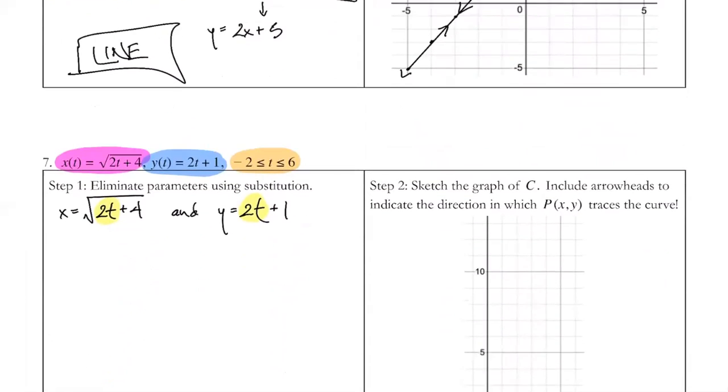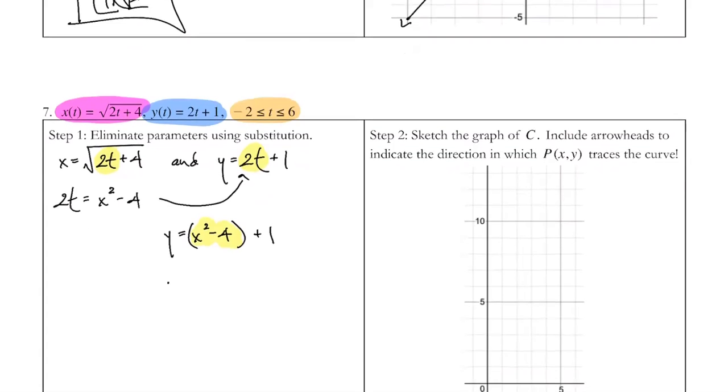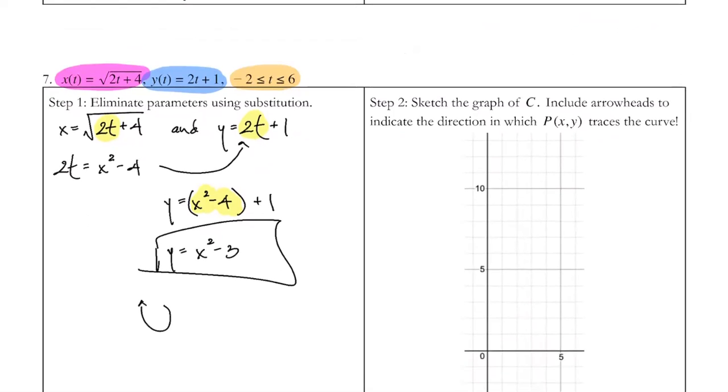So let's try that. This will give me 2t equals x squared minus 4. So I'm going to go ahead and substitute that into this equation. So y equals x squared minus 4. That goes in for the 2t, right? Plus 1. And we could even say x squared minus 3. Okay. We know what that looks like. We know that that looks like a parabola, yeah?